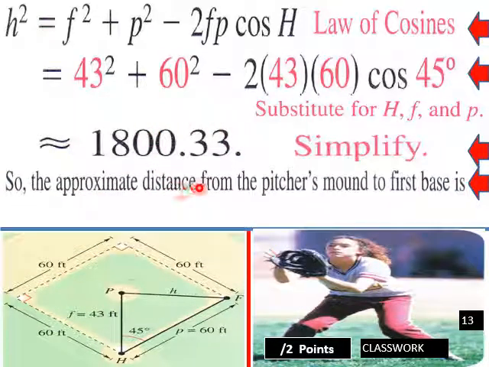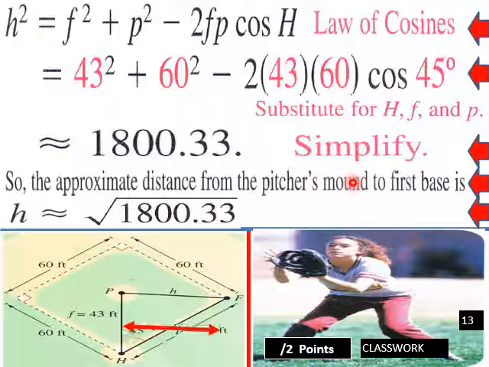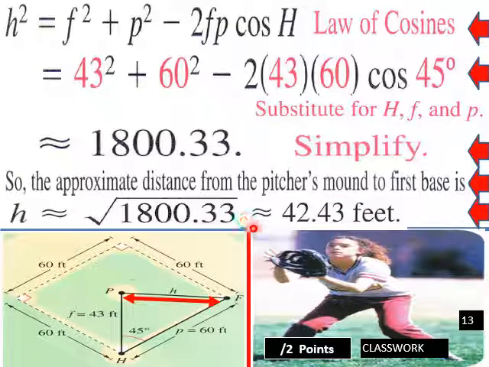So the approximate distance from the pitcher's mound to first base is the square root of 1800.33, which is 42.43 feet. So it's about 42.5 feet on this distance here.